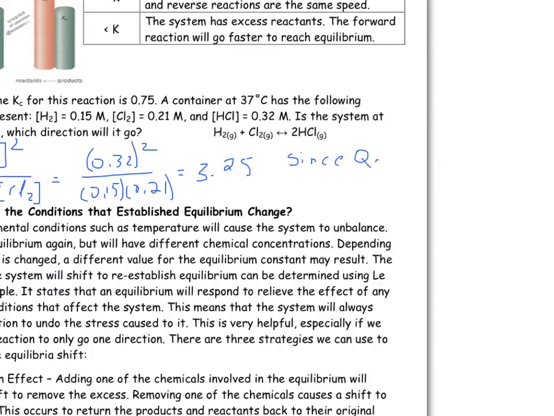Since my QC is larger in value than my K, then the system is not at equilibrium. They need to be equal at equilibrium. Because it's larger, it means that I have more products in my system. And the reverse reaction needs to speed up in order to reach equilibrium.